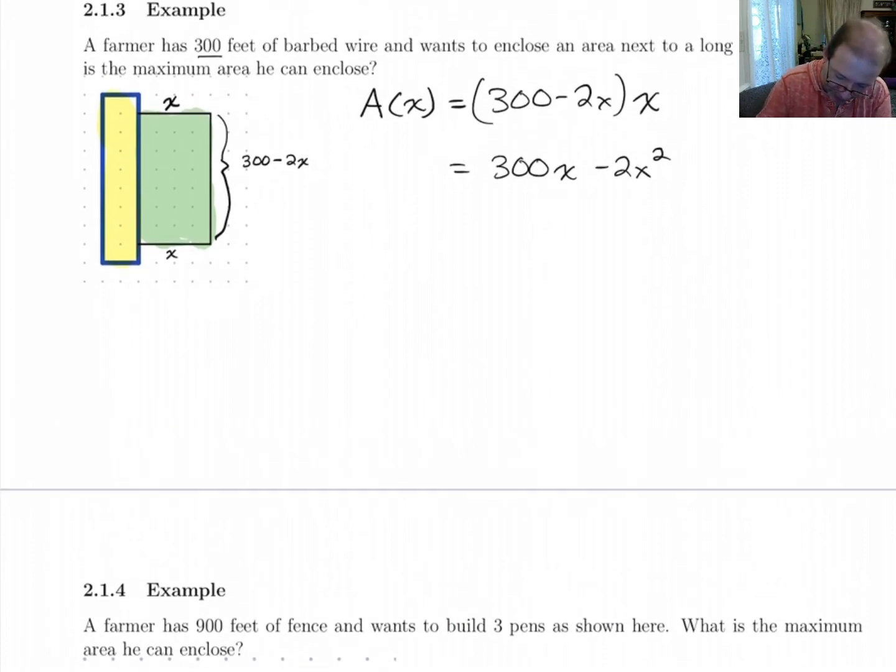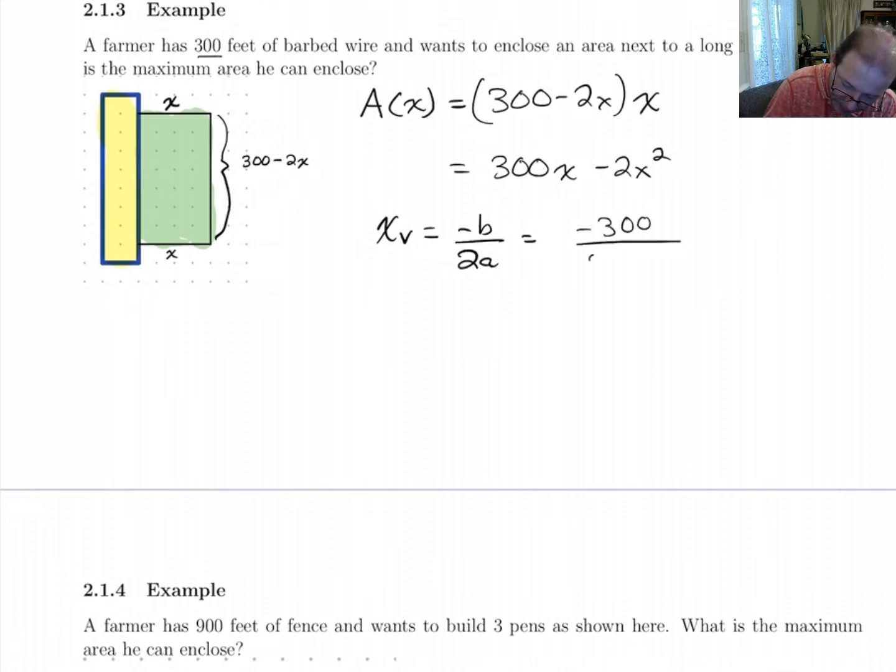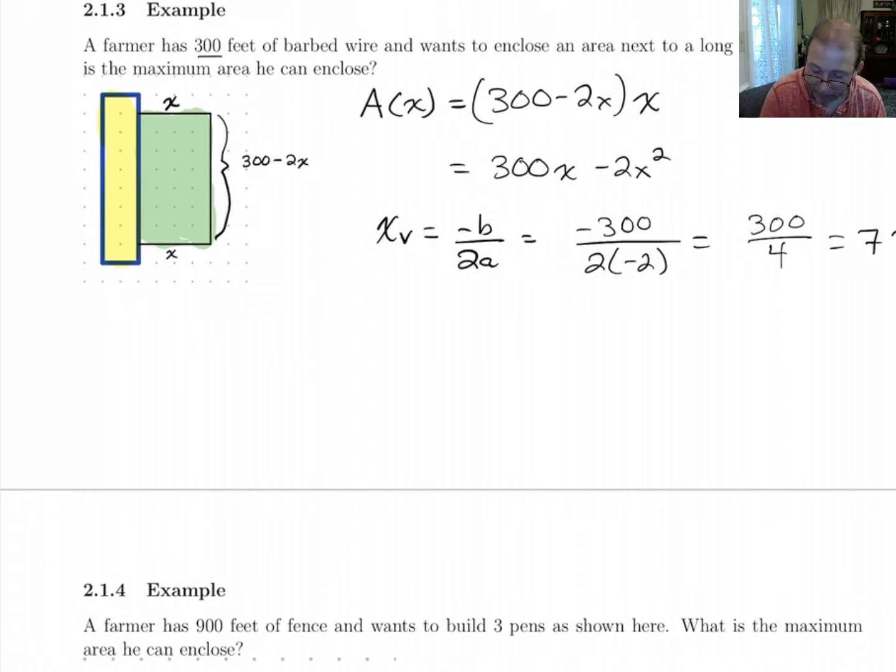All right, so we've got that our x for the vertex is going to be minus b over 2a. Let's see, b in this case is 300, a in this case is negative 2. So I've got 300 over 4, I'm just canceling those negatives. 300 divided by 4 is 75. So 75 feet is going to be the x that maximizes things.